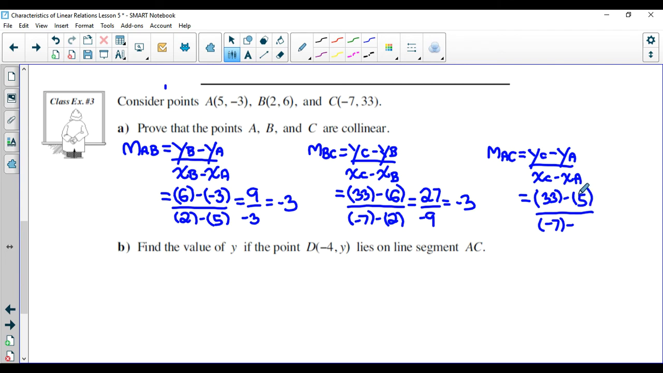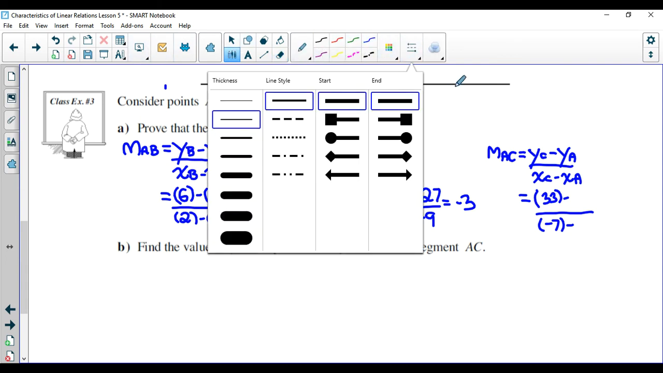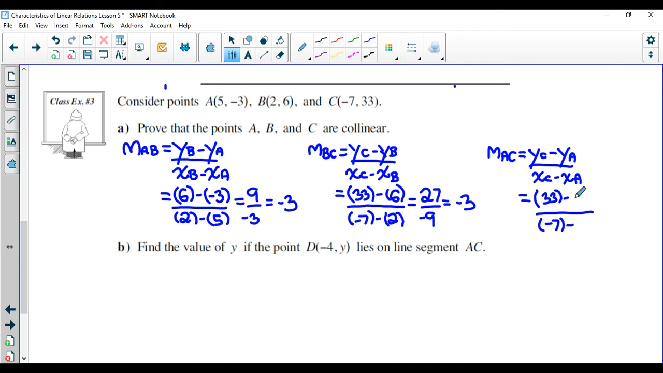Subtract the x coordinate of point A, which is, oh, I did that incorrectly. My bad. Let's fix it at the top here. Sorry, the y coordinate of point A is -3. The x coordinate of point A would be 5. Okay, so this is going to give me 33 minus negative 3 would be adding a positive, so that would be positive 36. And then negative 7 minus 5 would be negative 12. And then 36 divided by negative 12 would just be negative 3.